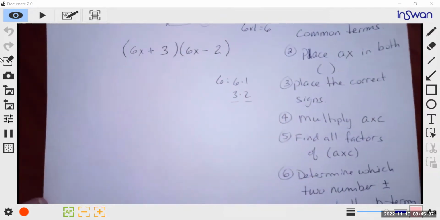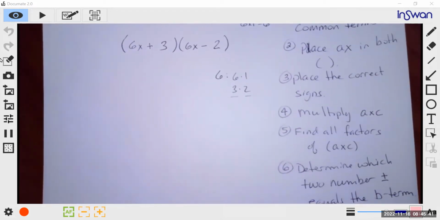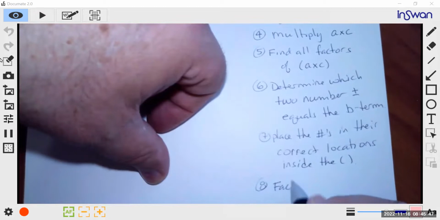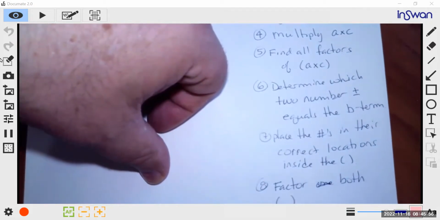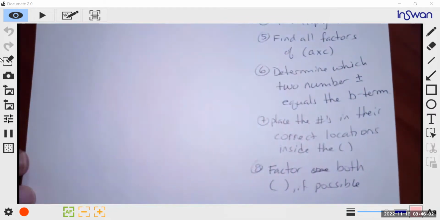Now, here's the main difference between what we've been doing and now. At this stage, factor both parentheses if possible. Take out what they have in common.